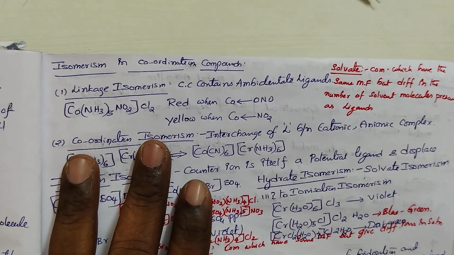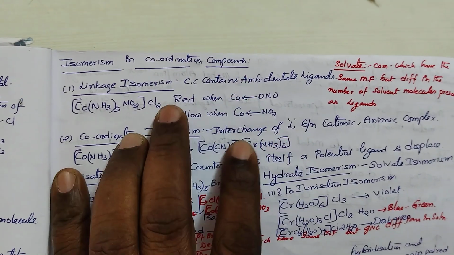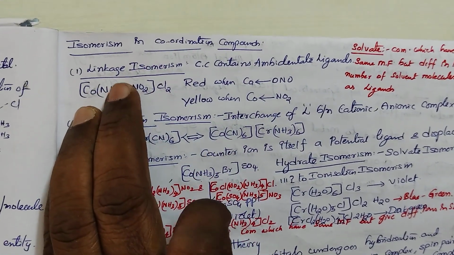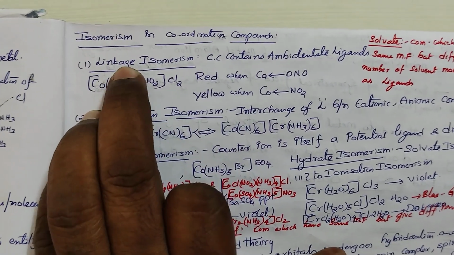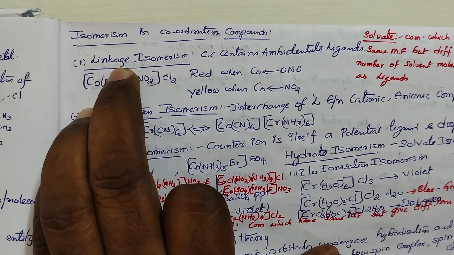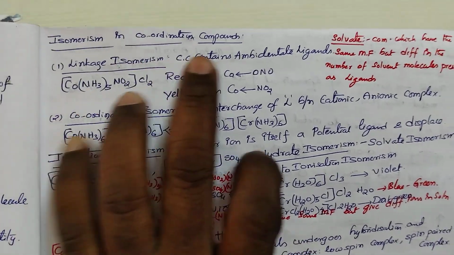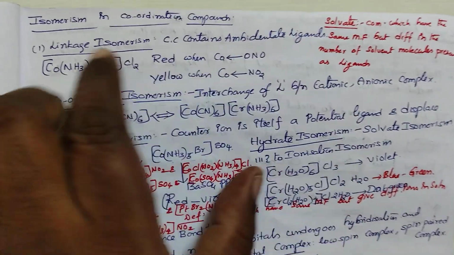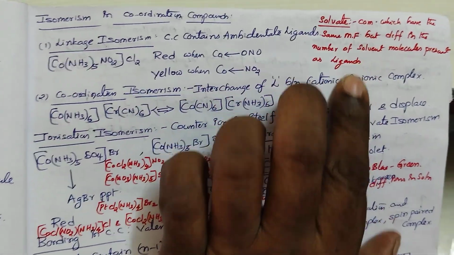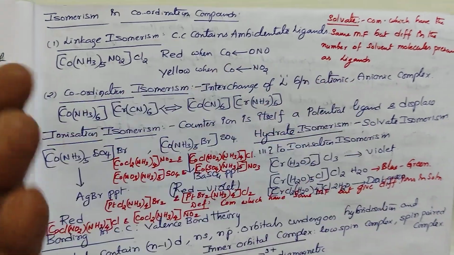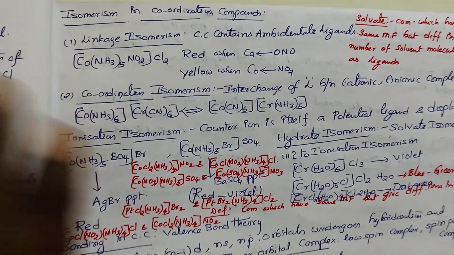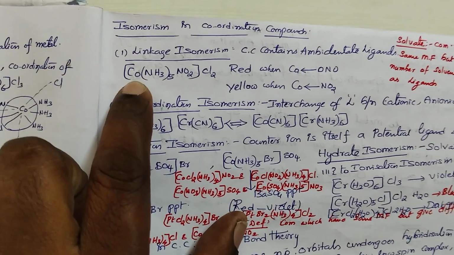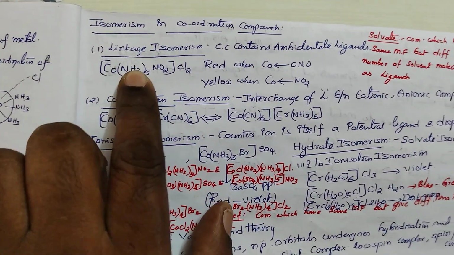Next, isomerism in coordination compounds. First is linkage isomerism. You can remember linkage as ambidentate ligands: coordination compounds containing ambidentate ligands. So here A means ambidentate ligands, which have different donor atoms. For example, in this complex, Co(NH3) is common.